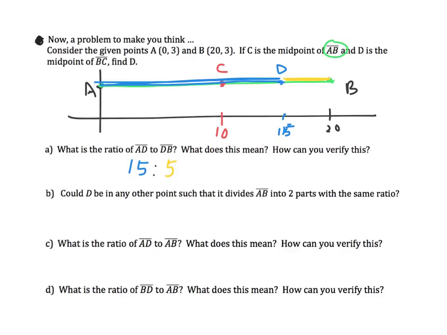And I can write a ratio with a colon in the middle, write it with the word to. 15 to 5, that reduces to 3 to 1. So I always like to look at ratios in reduced form. What does this mean? Well, this means that AD is 3 times as long as DB. So when I'm comparing those 2 parts of that entire segment there, AD is 3 times as long as DB is.